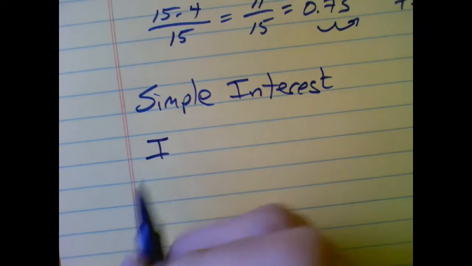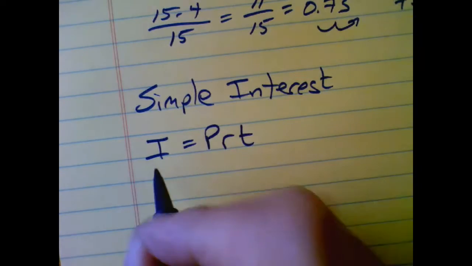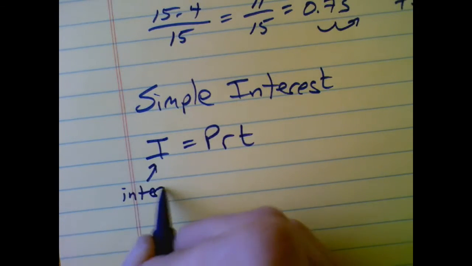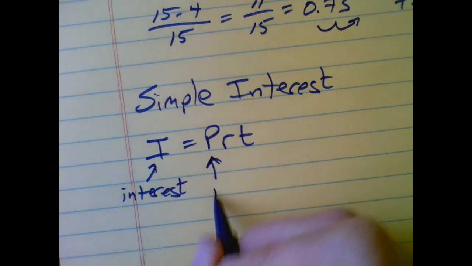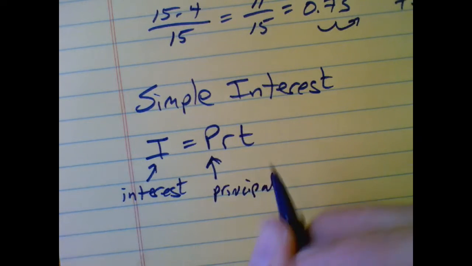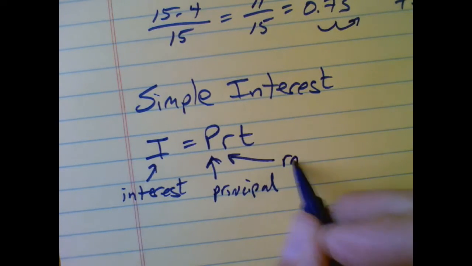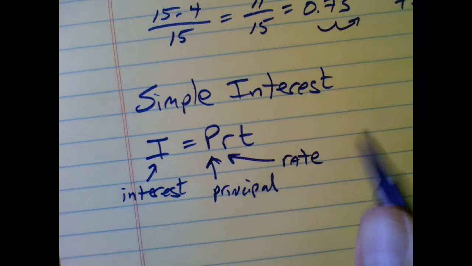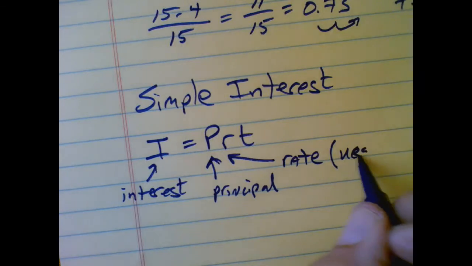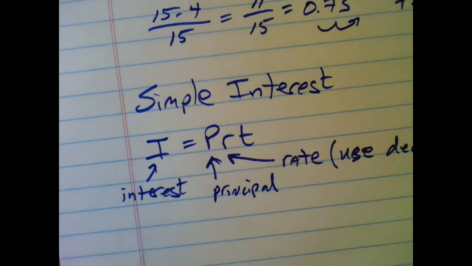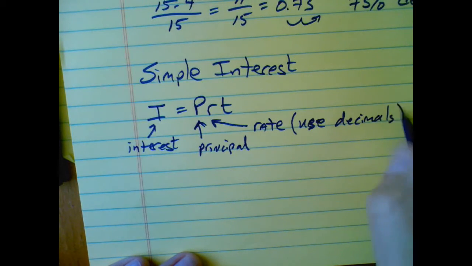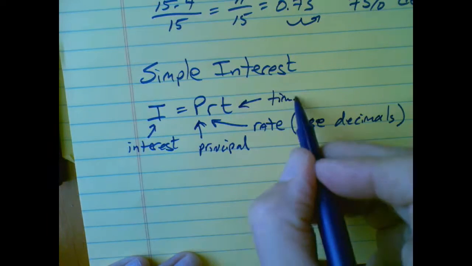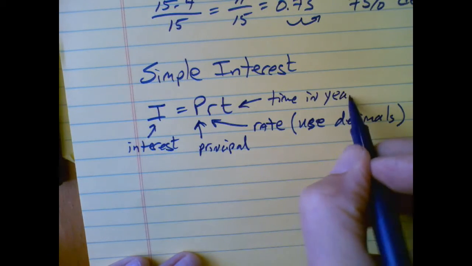Well, the formula that they used is interest is equal to the principal times the rate times the time. So this is my interest. This is my principal. It's like my starting amount. It's like the bill. This is the rate. And the rate is described as a percentage, but we use decimals when we go to calculate it. And then there's time. And time is always measured in years.